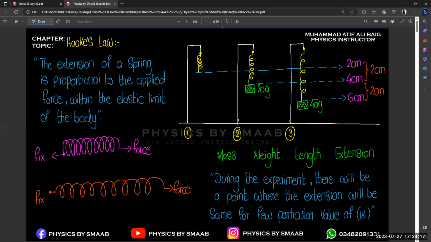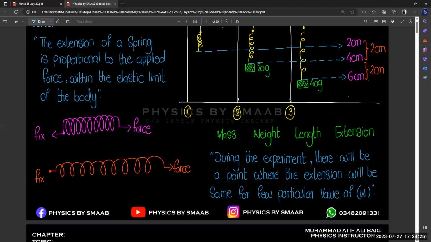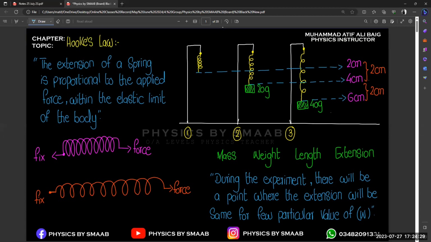What's the W symbol for at the end? W stands for weight. The mass we are adding, we can simply multiply with the acceleration due to gravity. You will get the value of W, right?